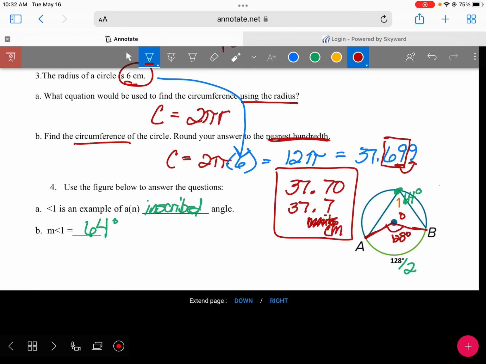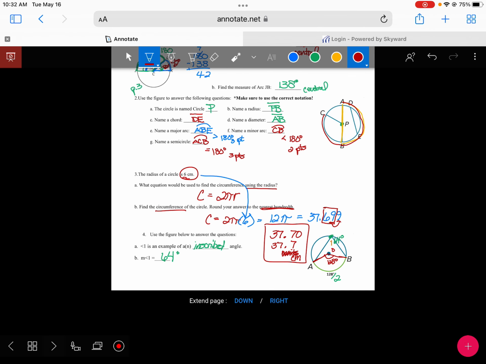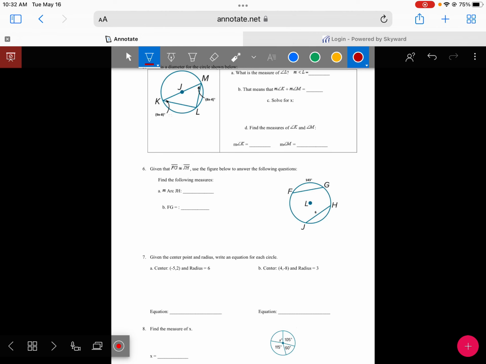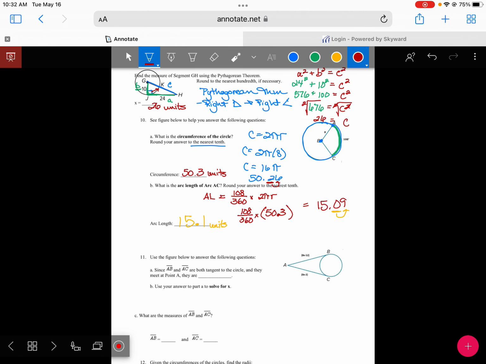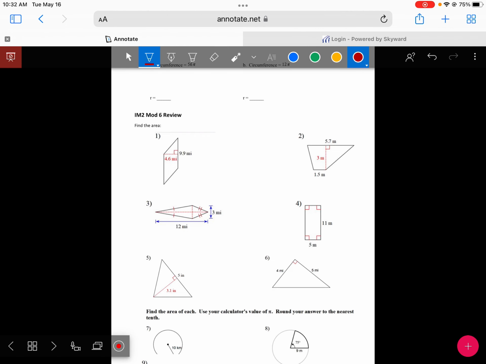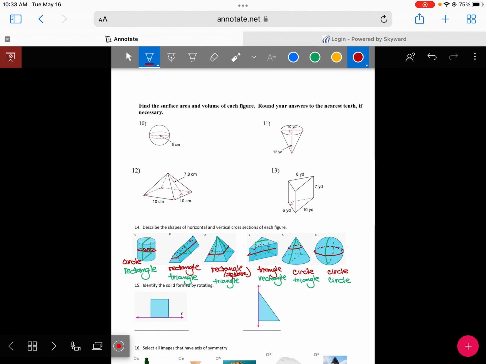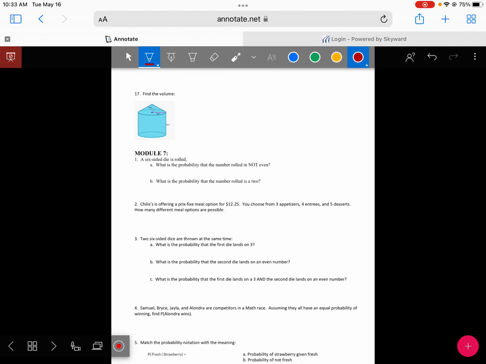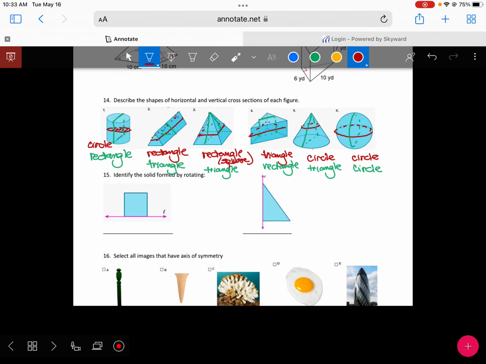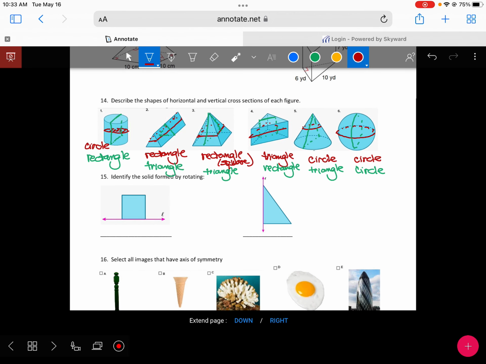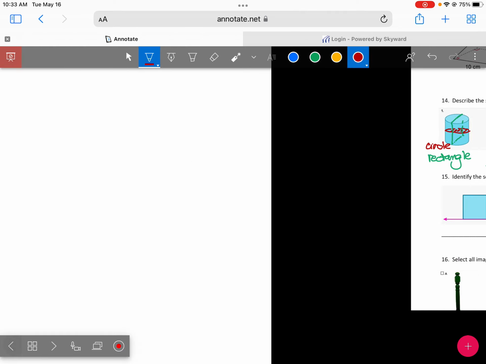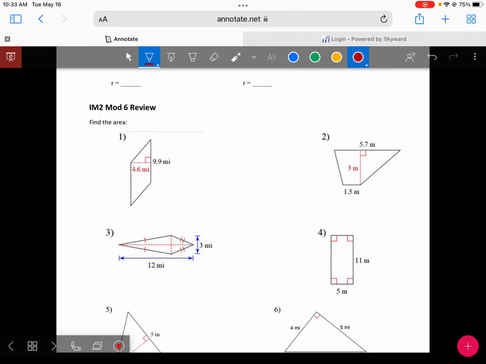What else do you have questions on? Actually, somebody asked me a good one about circles. That's a good question. If you want to take a picture of that, or it is on the video, this is the cross sections, horizontal and vertical cross sections.